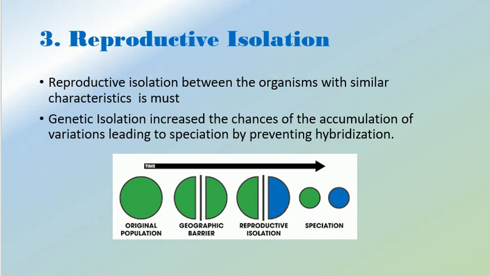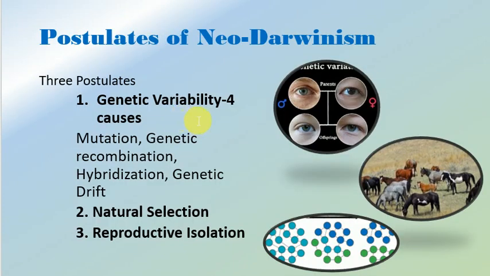So the whole theory of neo-Darwinism gets divided into these three postulates. The first postulate was genetic variability, as we have discussed, with these four causes of genetic variability. The second is natural selection, and the third is reproductive isolation. So again, we are revising the whole theory.